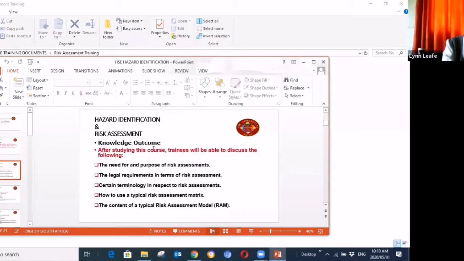Knowledge outcome. After studying this course, trainees will be able to discuss the following: the need for and purpose of the risk assessments, the legal requirements in terms of risk assessments, certain terminology in respect of risk assessments, how to use a typical risk assessment matrix, the content of a typical risk assessment model.